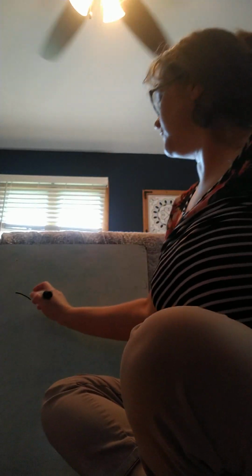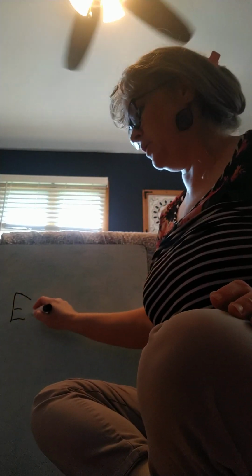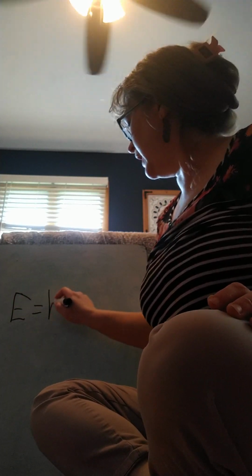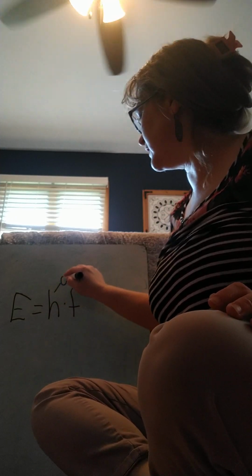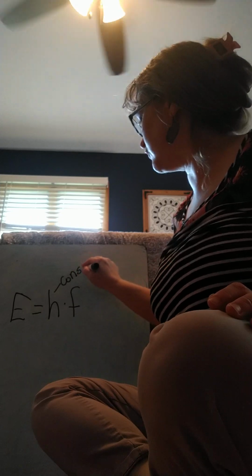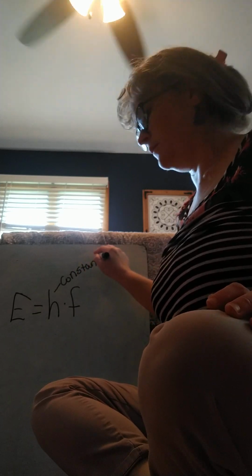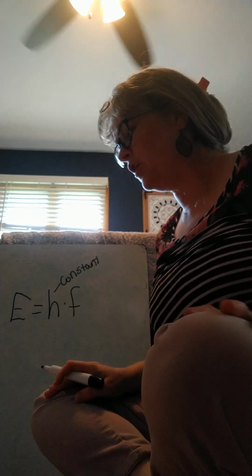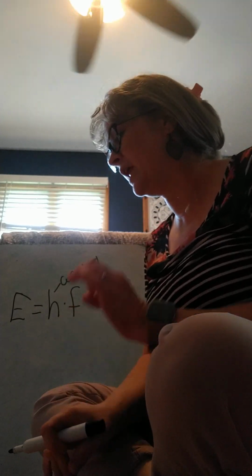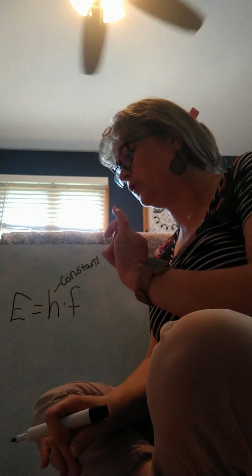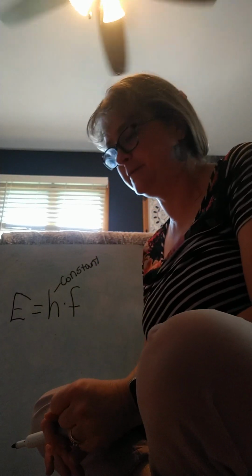So, this equation, which, hopefully you can see, is energy equals H times F. H is a constant. It never changes. Okay? And it's on your paper. It's 6.63 times 10 to the negative 34th joule times second. Joule seconds.